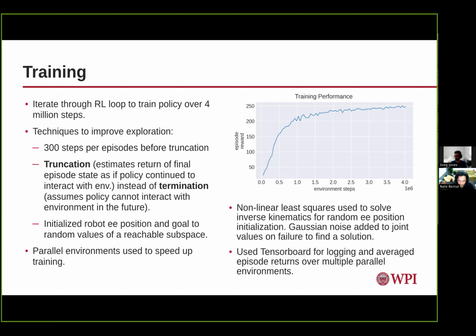Creating random initial poses required a least squares inverse kinematic solver, and if the solver failed to converge within a set number of iterations, Gaussian noise was injected into the joint angles, and the solver tried again until a feasible pose was found.